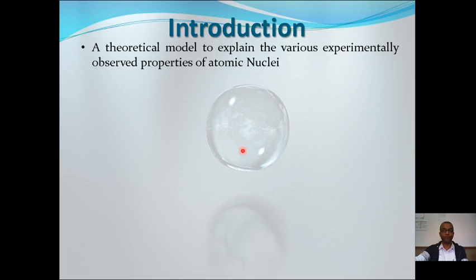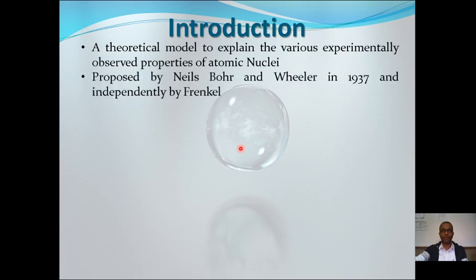So, different models were proposed, and the liquid drop model was one, which was first proposed by Niels Bohr and Wheeler in the year 1937, and of course independently by Frenkel. So this is a theoretical model which tries to explain the various experimentally observed properties of atomic nuclei.